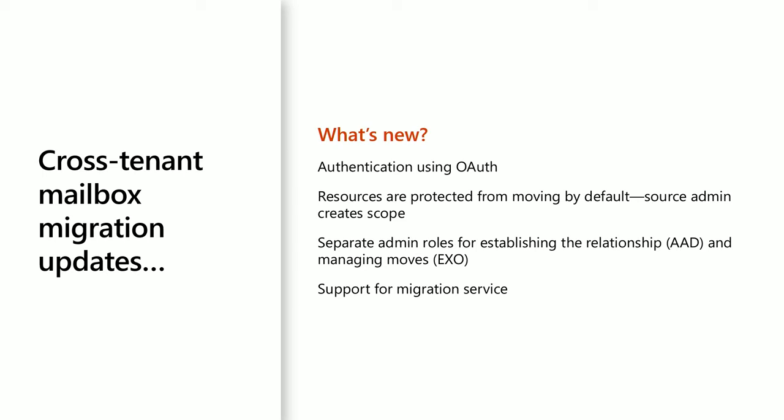The other key scenario, which we knew we always needed to do, was some form of scoping. This is the scenario where you don't want to accidentally move the wrong mailbox out of your tenant, right? Imagine if there was a possibility that the CEO's mailbox could accidentally be moved across a tenant. Absolutely, we needed a way to protect that. And so with our scoping model, mailboxes are blocked from moving by default, and then once users are a member of the appropriate group, only then will they be able to move. We now have separate roles for establishing the relationship because it involves AAD consent and managing moves.